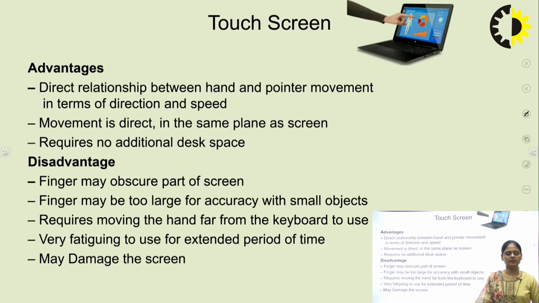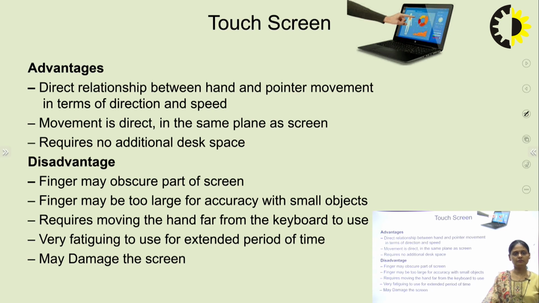The touch screen, many of us are using it day to day. With touch screens, we all know there is a direct relationship between hand and pointer. No extra space is required because we can directly touch the screen. Movement is direct, in the same plane as the screen.